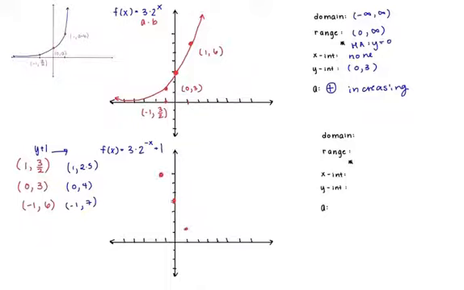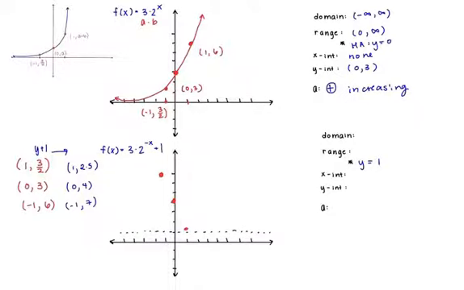Okay, so I also need to pay attention. Since I had a vertical shift of +1, my horizontal asymptote also moves. So that means my horizontal asymptote is now at y equals 1. Okay, so I'm going to write that down here. My horizontal asymptote is now at y equals 1.